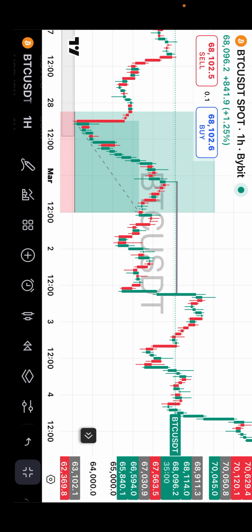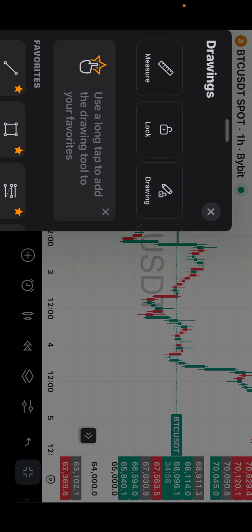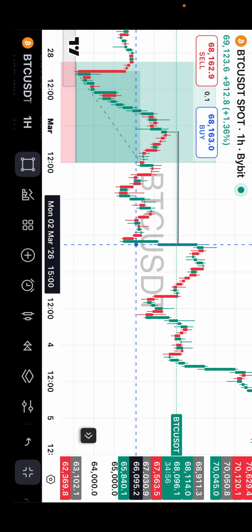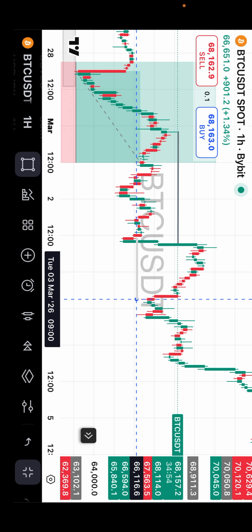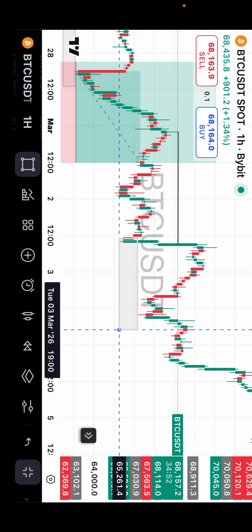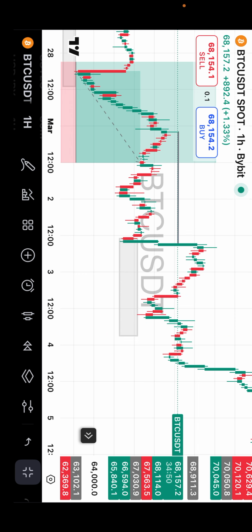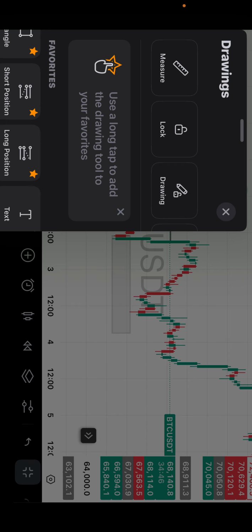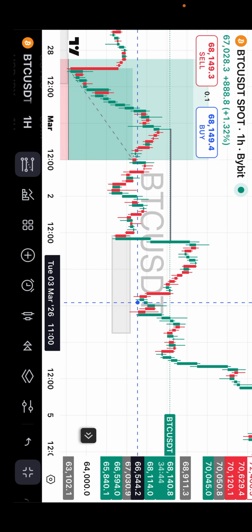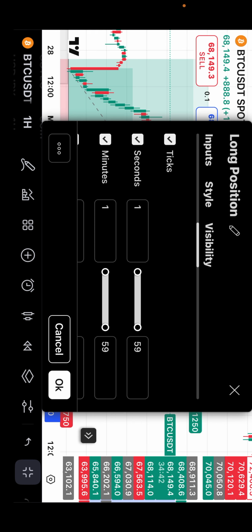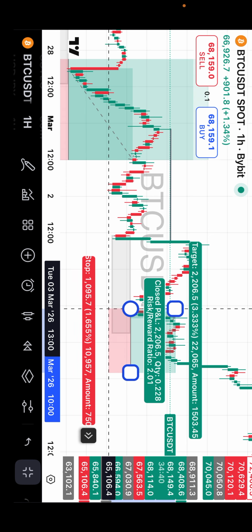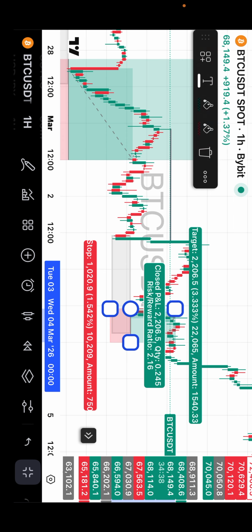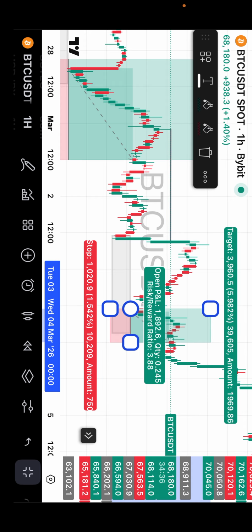And then this is the demand zone we have here. This is the last candle before the impulse. Okay. So we enter our trade from here again. Buy from here. Stop loss below the entry and then take profit above here.